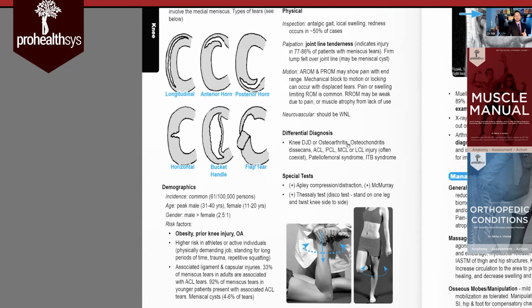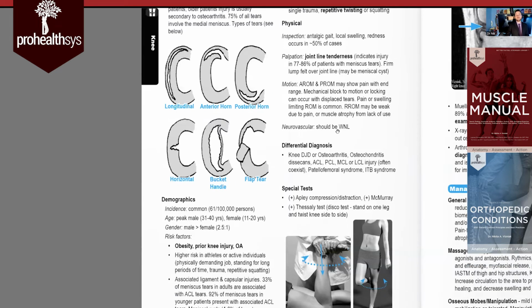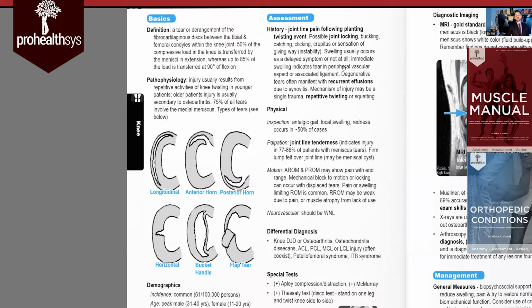Okay, testing is key on this. You want to go from least invasive to most invasive. So generally starting with Apley's compression and distraction is okay. McMurray's is not a bad choice, pretty good in the literature. Thessaly's test or the disco test is my go-to on this one. And when somebody does this, you have to watch and make sure, because when this is positive, they will often buckle or drop. And I should have said that about the meniscus tear as well. In the history, they might actually have the knee locks in place, or the knee feels like it just gives way and buckles and drops.